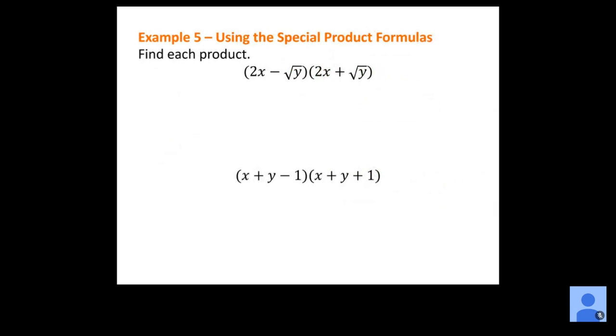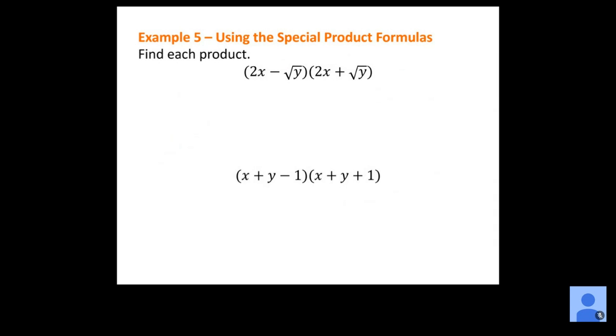All right, so now we want to find each of these products. So we have 2x minus the square root of y times 2x plus the square root of y. So again, this technically fits one of those formulas that we just saw. I'm still just going to go ahead and use FOIL on this one because I think this is probably just as easy to do that way as it is to try to use the formula with a's and b's.